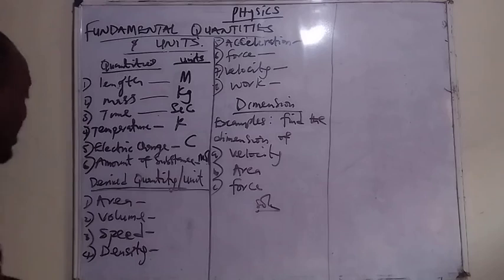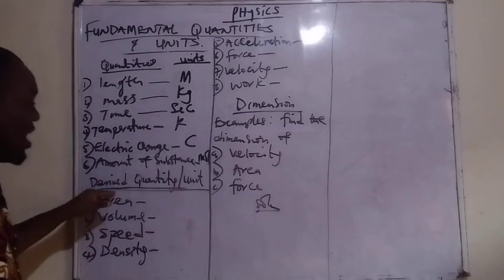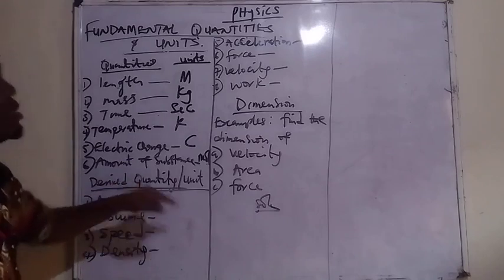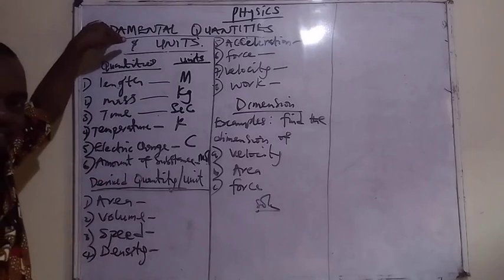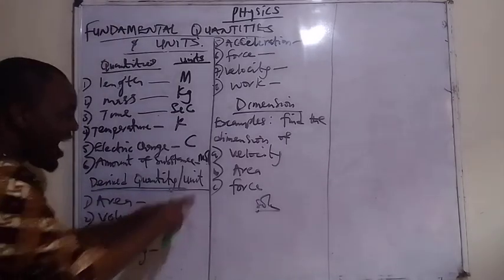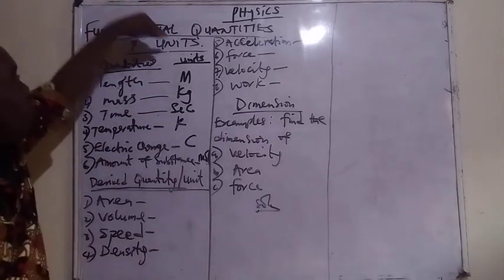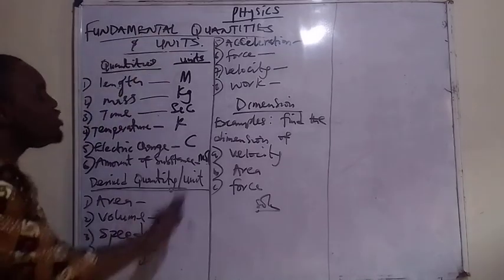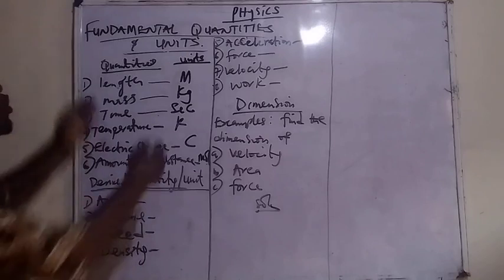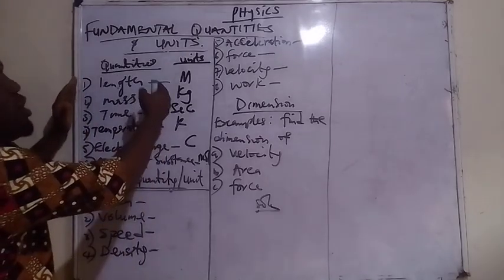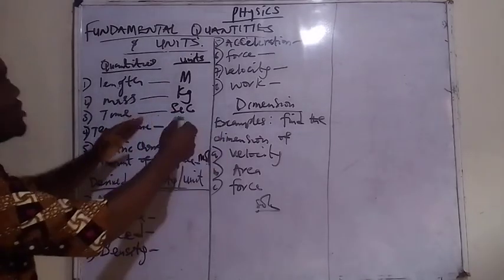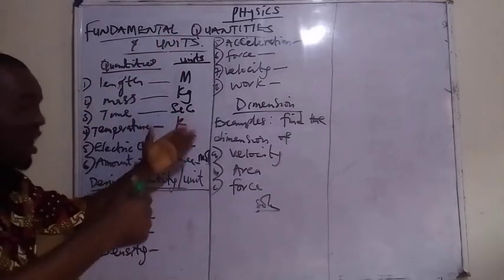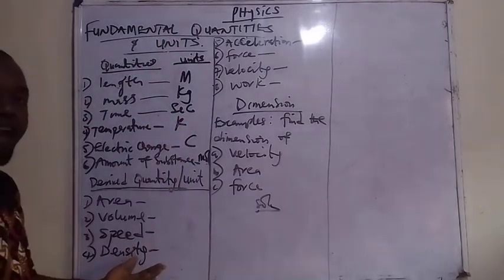Are you there now? Now let's quickly check derived quantities and derived units. Derived quantities are the quantities that depend on fundamental quantities, while derived units are the units that depend on fundamental units. Do you get it now? To get the unit of a derived quantity, if you combine two or more fundamental units together, you will get a derived unit.